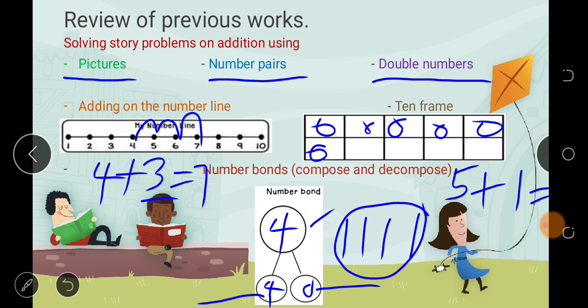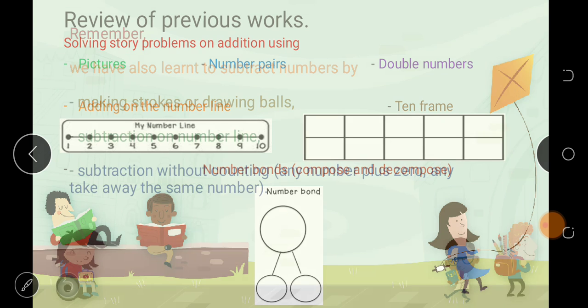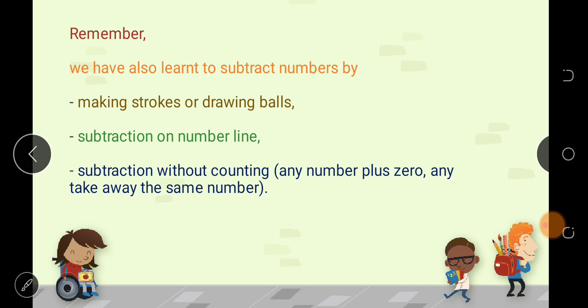All right, so let's move on to today's work. Remember, we have also learned to subtract numbers by making strokes or balls. We have also learned to subtract numbers on a number line. And we have also learned to subtract numbers without counting. Remember, any number take away 0 is the same number. Any number minus 0 is the same number.